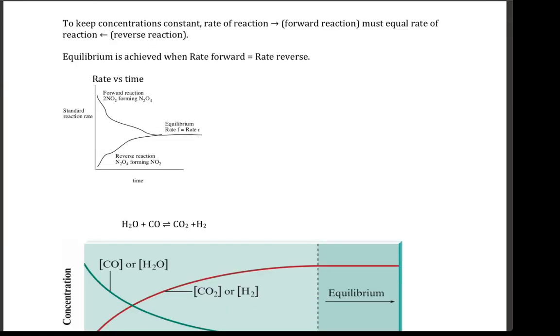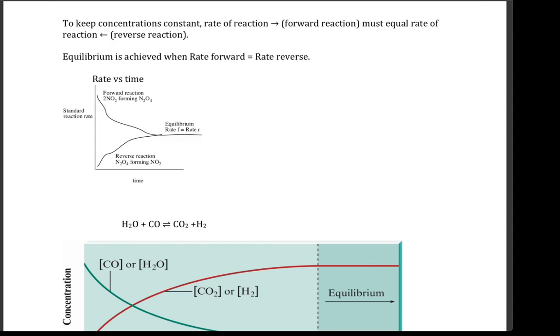To keep concentrations constant, the rate of the reaction in the forward direction, the forward reaction, must equal the rate of the reaction in the reverse direction. If they weren't equal, then we would be getting more of the NO2 or more of the N2O4, and its concentration would not be constant. So we could say equilibrium is achieved when concentrations are constant, or equilibrium is achieved when the rate in the forward direction is equal to the rate in the reverse direction.